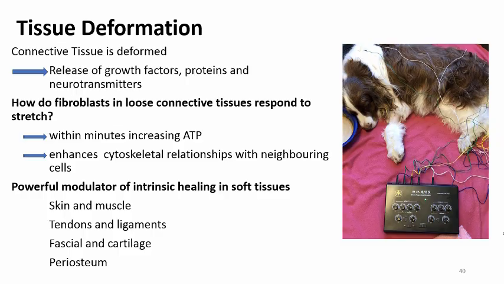So within minutes of inserting your acupuncture needle, you have an increase in ATP, and you're going to enhance the relationship with your neighboring cells, not just the one that got stuck with the needle. That one sends out signals to the ones next to it. And this is really a powerful modulator of our intrinsic healing in soft tissue. So it's going to affect our skin and muscles, tendons, ligaments, fascia, cartilage, periosteum. So these are very, very important.